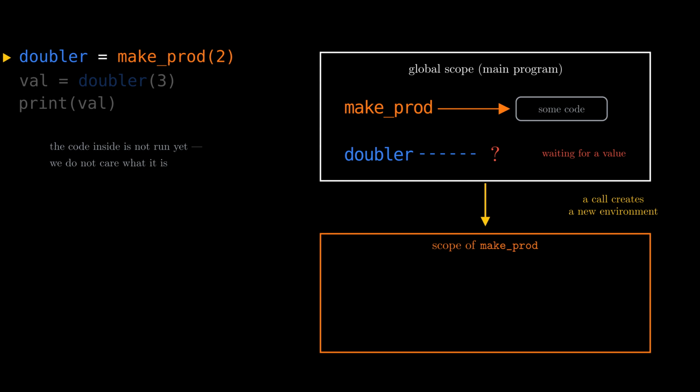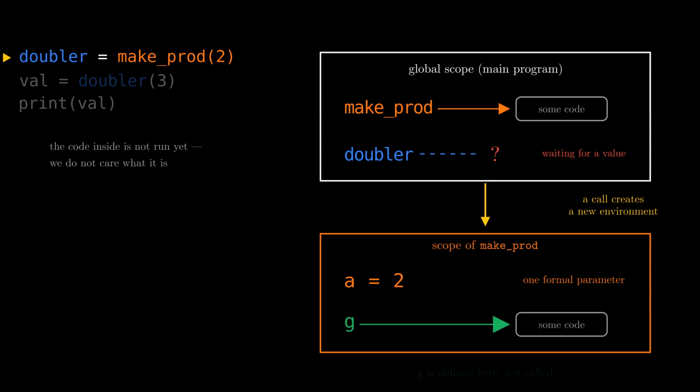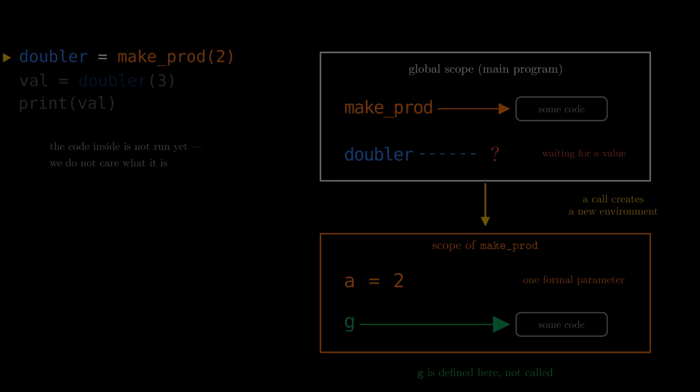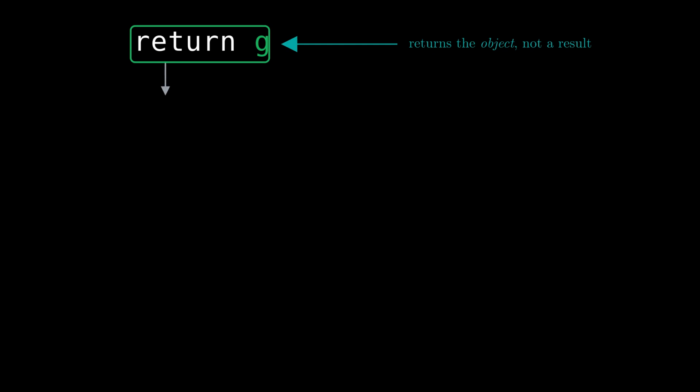This is the scope of MakeProd. The definition says one formal parameter, A, mapped to the actual parameter. So A holds 2. Now we execute the body, and the body creates a function definition named g, pointing at some code, same as before. Now the interesting part. MakeProd finishes its call by returning something, and the thing it returns is the name g. That name happens to point at a function object, but treat it like any other value.